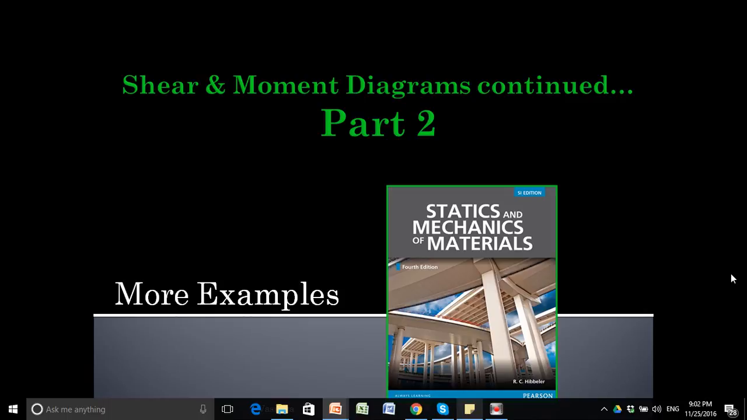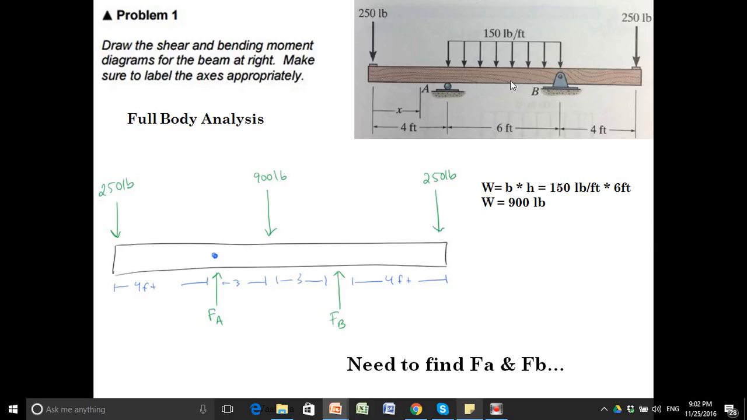Okay, here's our last example looking at shear and moment diagrams. Slightly more complex example. So here we have a beam with a roller and a pin. It has a distributed load and then two forces.